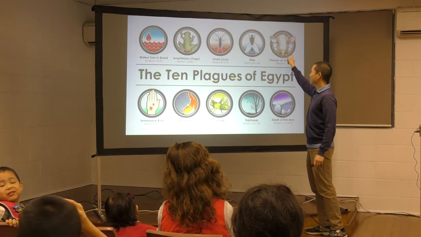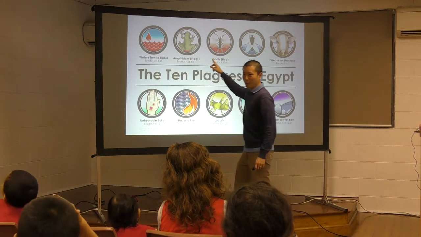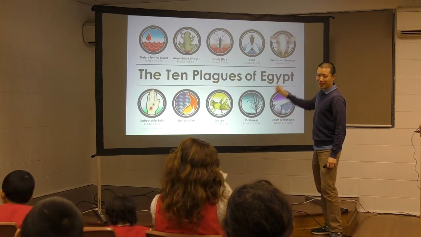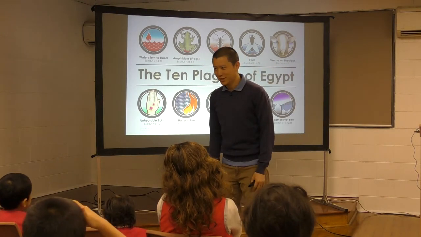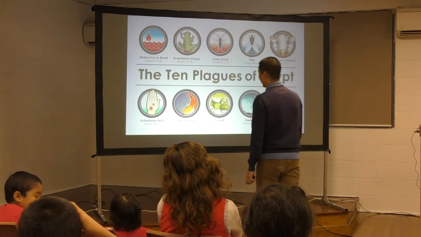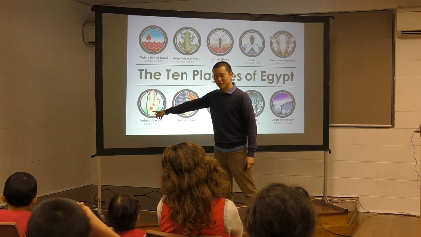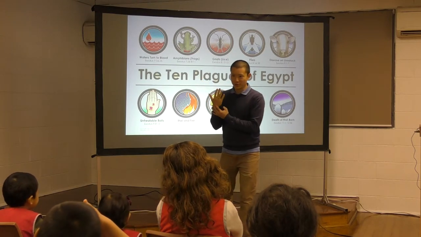Number 5. So if all these plagues were happening, Pharaoh still wasn't letting the people go. Number 5 is he put disease on all the livestock and killed all the cattle in Egypt. That would have cost them a lot of money. And it's getting worse. Look at number 6. Number 6 plague was boils.